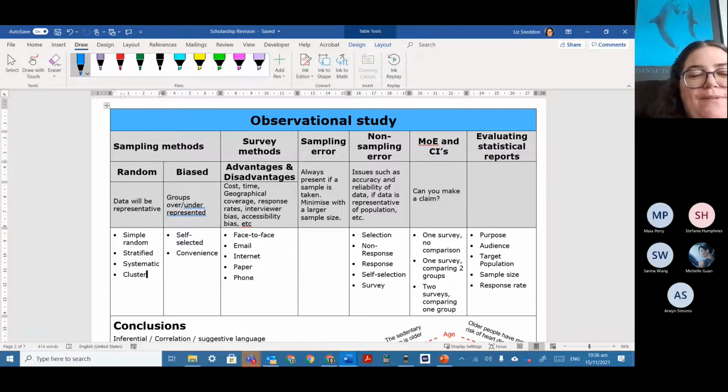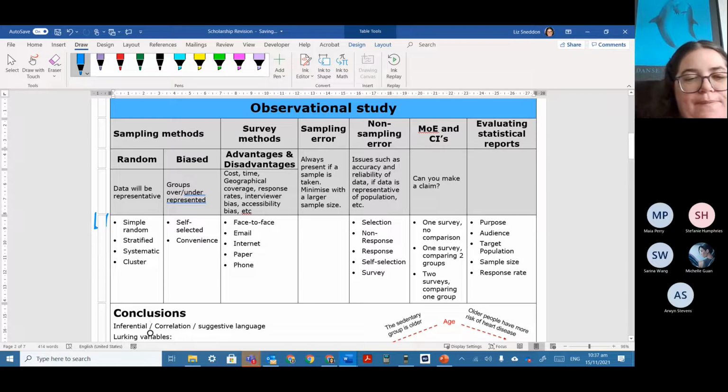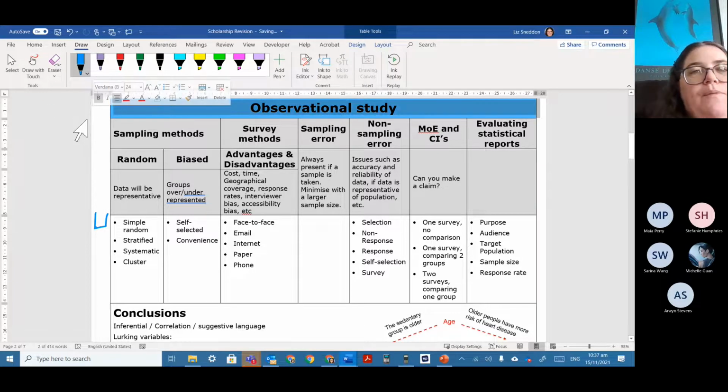Okay, so simple random is literally kind of like names in a hat. Yep. So if I was to put our names in a hat and pull them out one by one, then that's just a simple random sample.